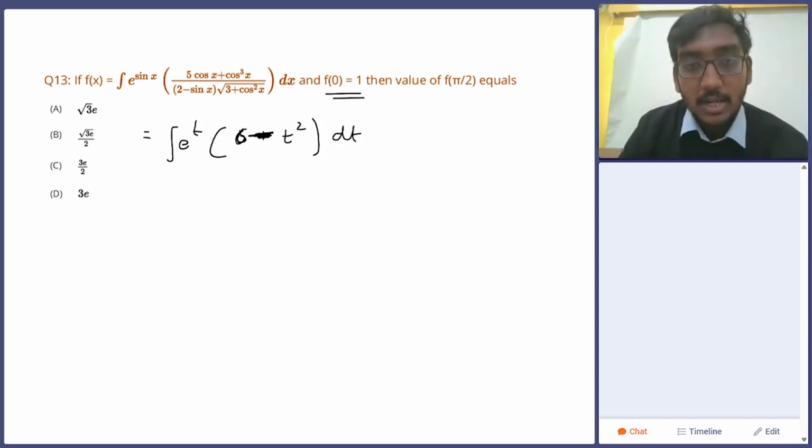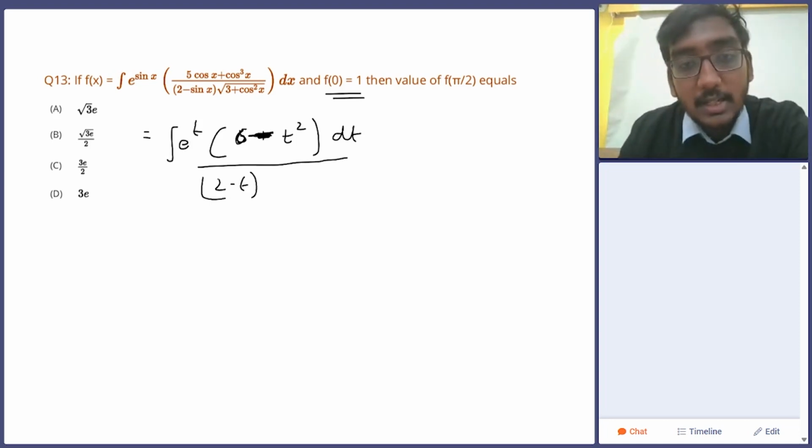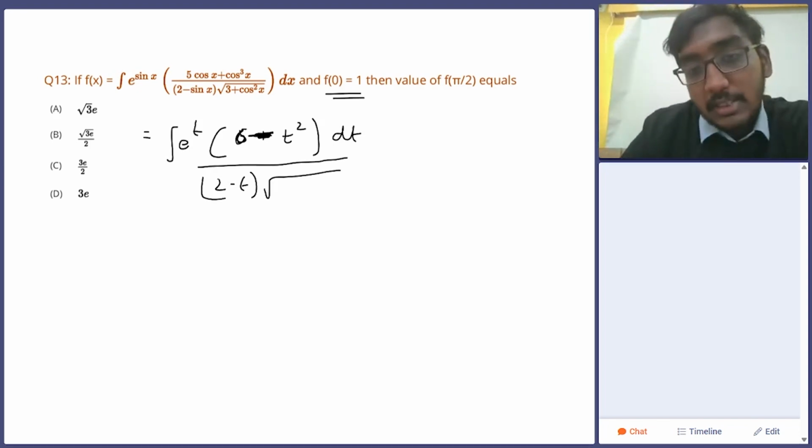So 6 minus t square dt upon, again 2 minus 3 you can write it as it is, right? And the root of 3 plus cos square x you can write as 4 minus sin square x. So you can write it as root of 4 minus t square, okay?